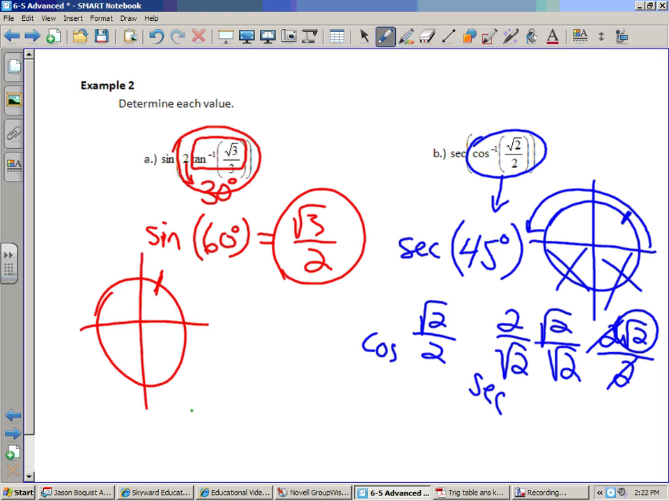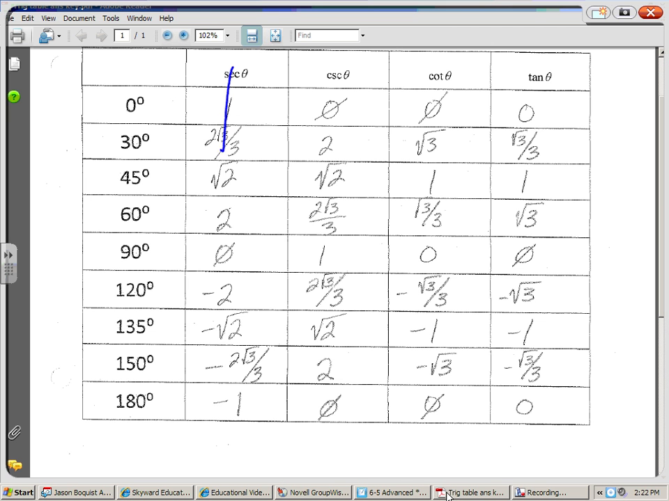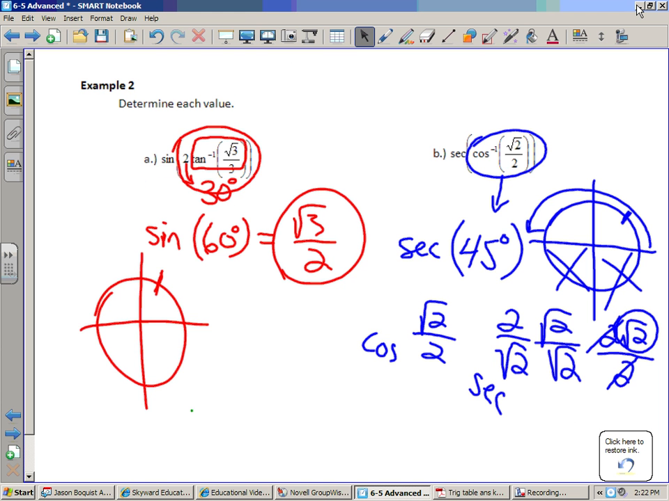Does your chart agree with that answer? When you went to secant and 45, kind of put it together. Let's find out. Here's secant, 45. Oh, look at that, square root of 2. But you never know if you're going to be able to use that table on, say, a quiz or a test, so you might want to be able to do it on your own if you have to. So any questions on A or B of example 2?